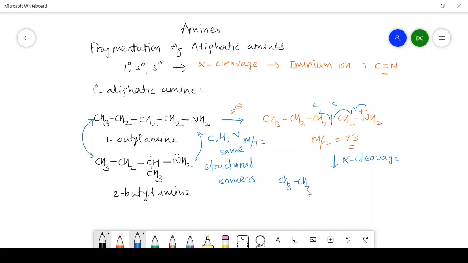After that we get a CH3CH2CH2 radical, plus the remaining iminium ion, whose structure is CH2 double bond NH2. Nitrogen carries the positive charge. This is the iminium ion, and the m/z value of this iminium ion is 30.